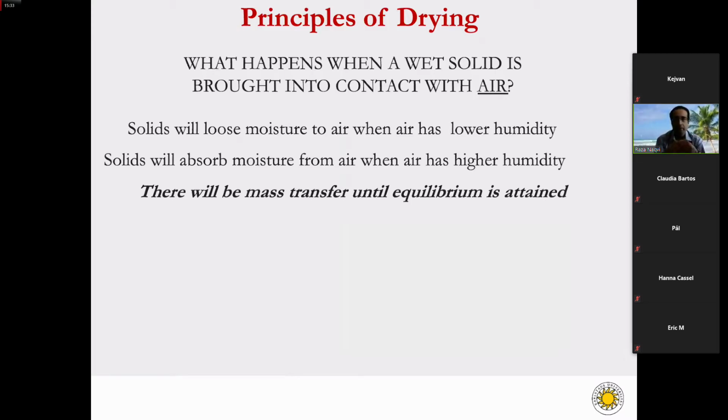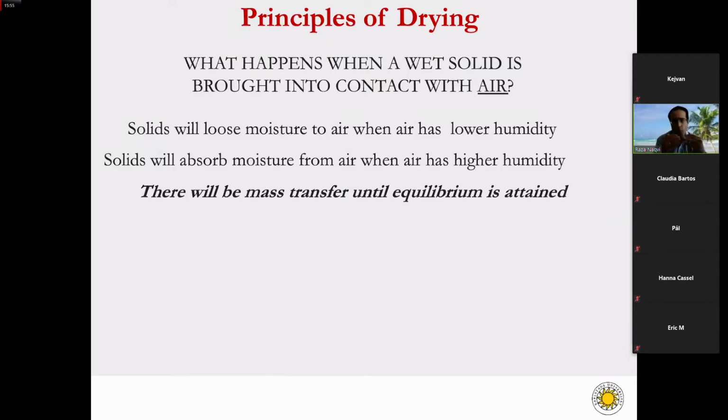But there is another possibility. If the air has higher humidity than the wet solid, what will happen? The mass will still transfer because there is a driving force available. The moisture from the air starts penetrating into the solid. So the solid will absorb moisture from air, right?